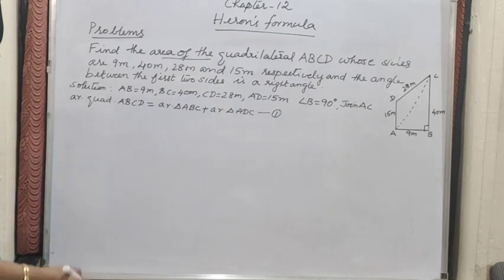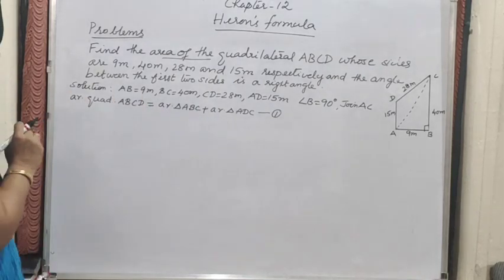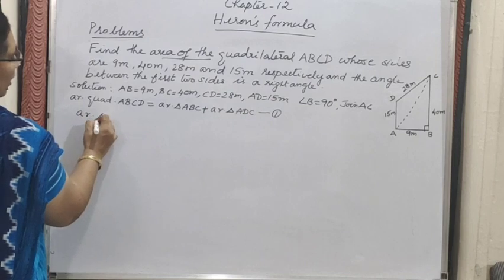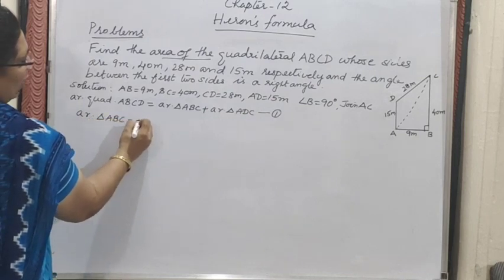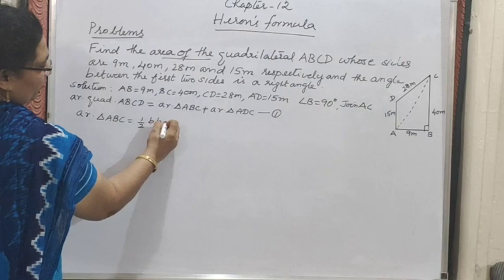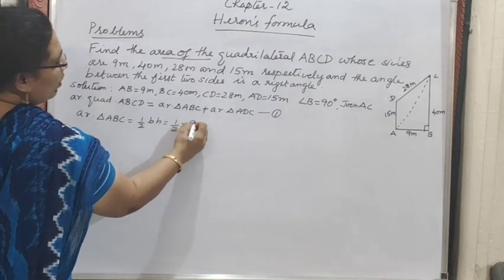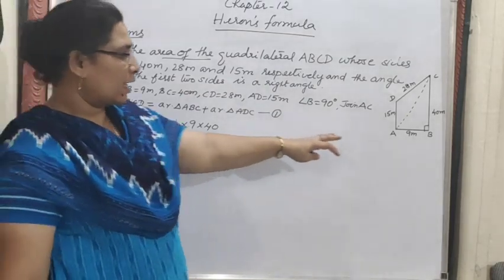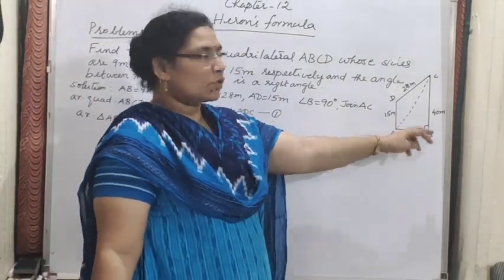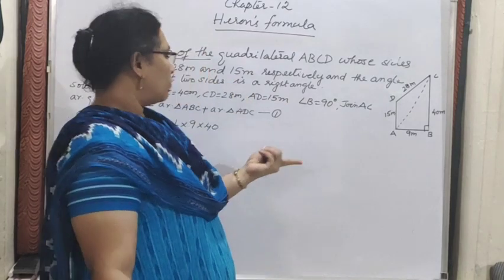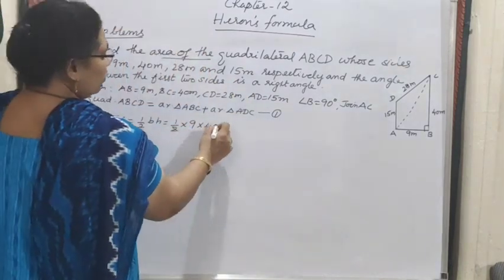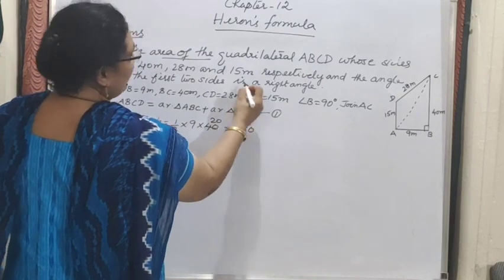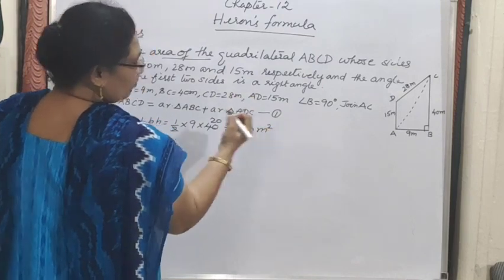Now separately we go for the area of the triangle ABC. There is no problem, we can use our normal formula. What is the normal formula? Half base into height. So half into 9 into 40, because we have taken 9 as the base and 40 as the height. It's already marked perpendicular here. So 2 into 20, so here 180. Everything is in meter, so meter square.